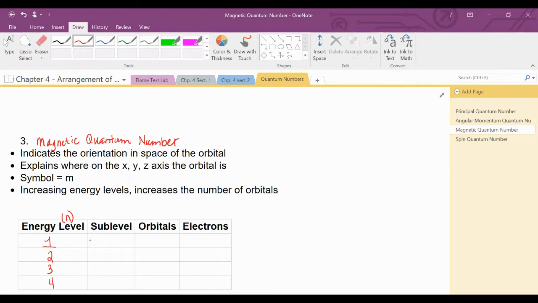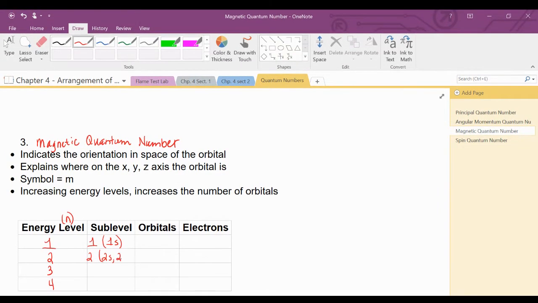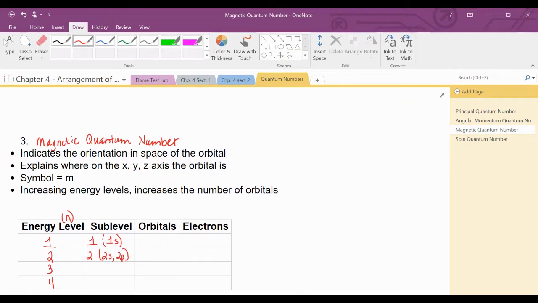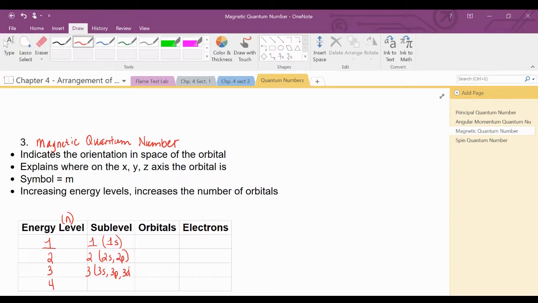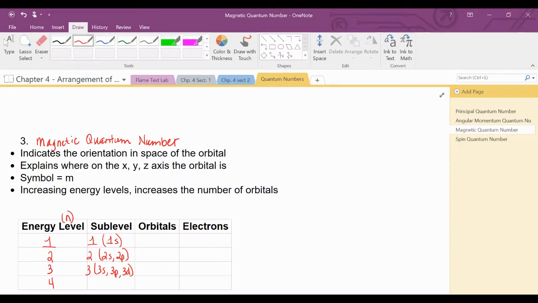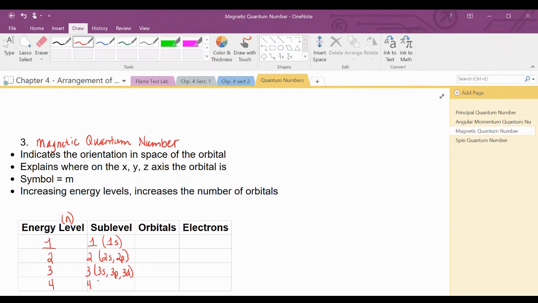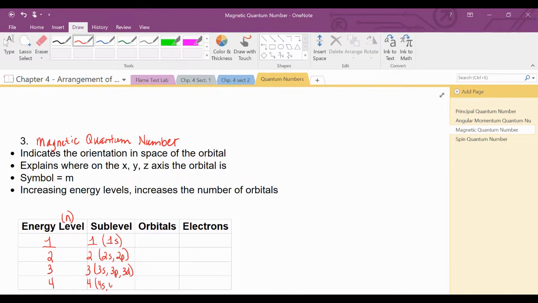So if n is equal to 1, there's 1 sublevel, and it is called 1s. If I'm in the second energy level, there are 2 sublevels, a 2s and a 2p. If I'm in the third energy level, there would be 3 sublevels: a 3s, a 3p, and a 3d. And if I'm in the fourth energy level, there can be 4 sublevels allowed: 4s, 4p, 4d, and 4f.